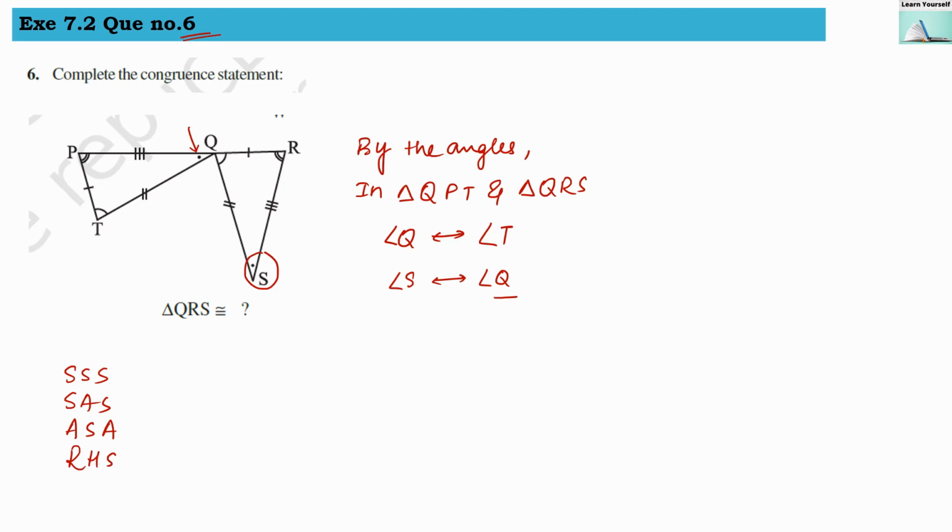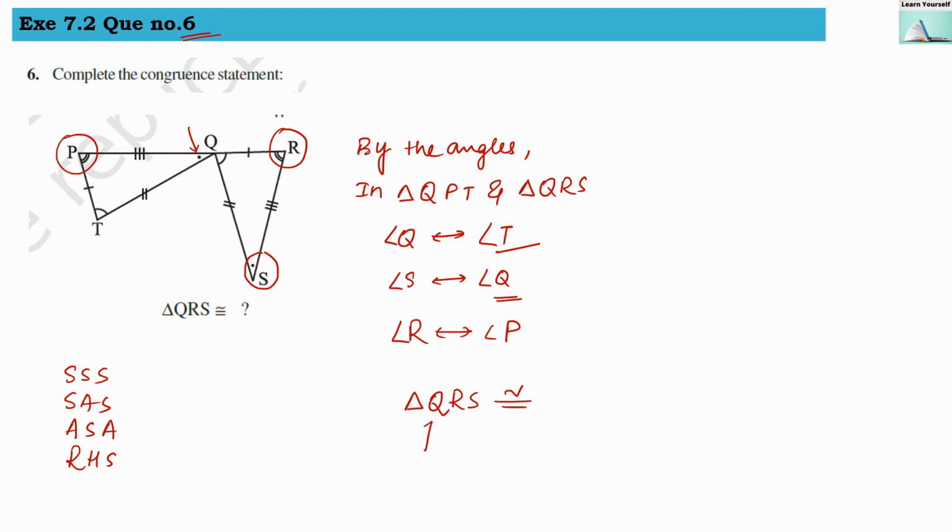This angle Q is from the second triangle because Q is common for both the triangles. Now the last angle, angle R, is congruent with angle P. So R is congruent with angle P. Now let us write the congruence statement, that triangle QRS is congruent with.